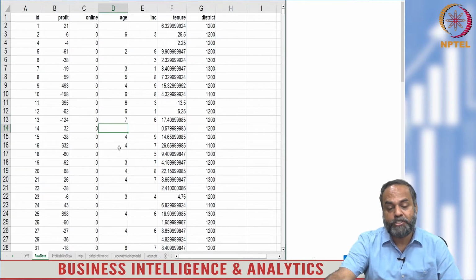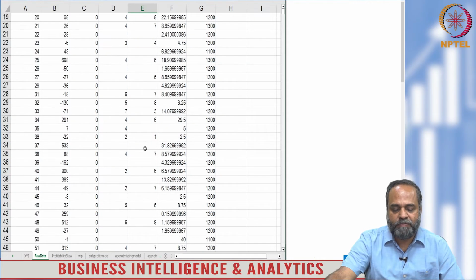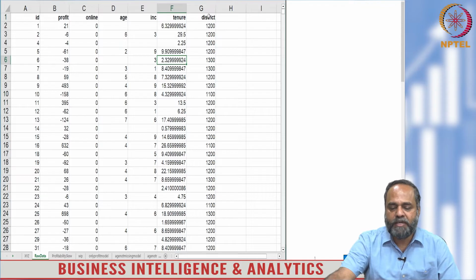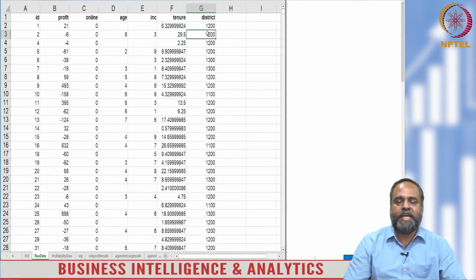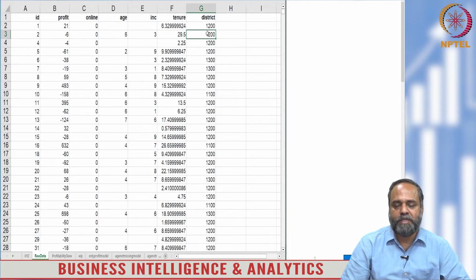That is one issue you see here, and even for income there is missing data. This is about income brackets: 1 is the lowest bracket, and the brackets go up to 9, as we visually observe the data. Of course, how long the customers have been with the bank in years is also given, and the district code of the customers. This is the data that the young manager received from the IT department.